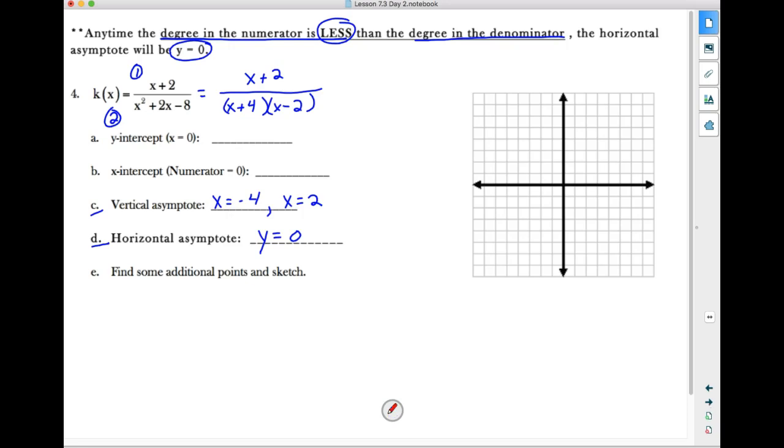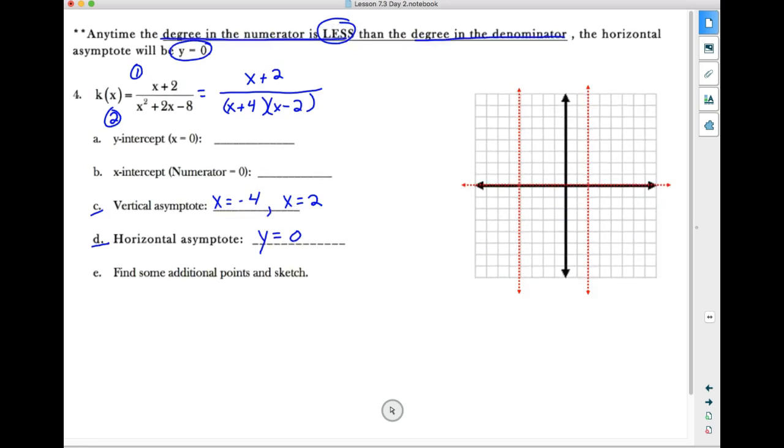I will plot these asymptotes quick. I got one at negative 4, I got one at 2, and I got one at y equals 0. They're off a little bit, so I will try to grab them with my pointer and get them where they belong roughly. That's good enough.